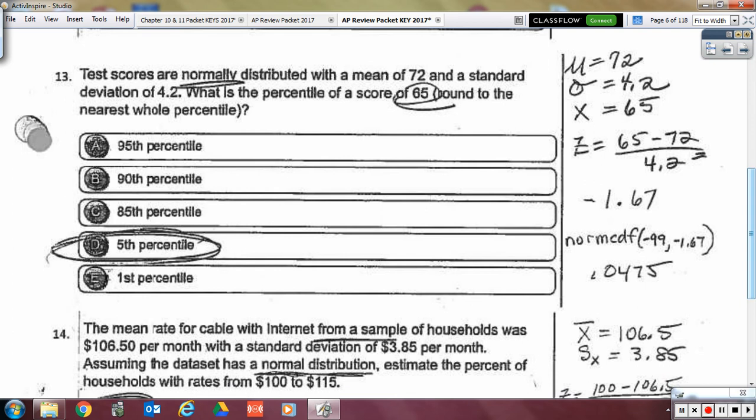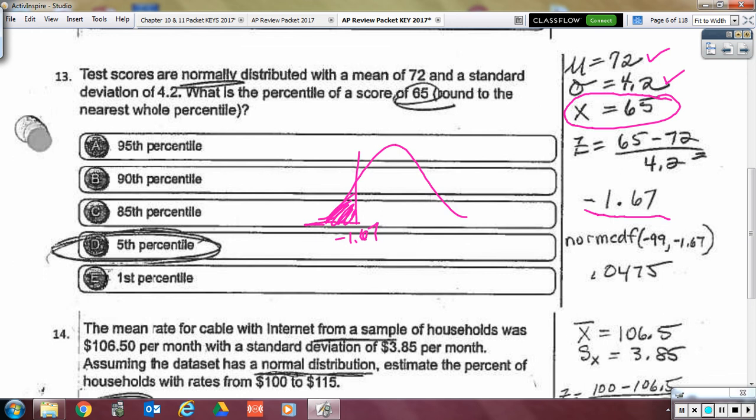Okay. Here again, percentile, area below. They want to know that with a mean of 72 and a standard deviation of 4.2, what is the percentile of this location of the x value? So I did x minus the mean over the standard deviation, and here's the z at that spot, and that's negative 1.67, and then I want to find the percentile there. And percentile is that area below.